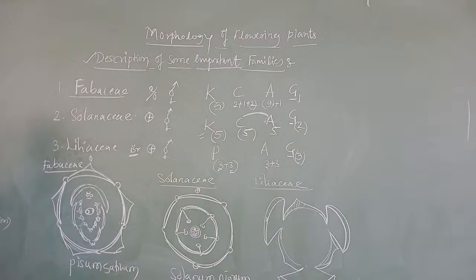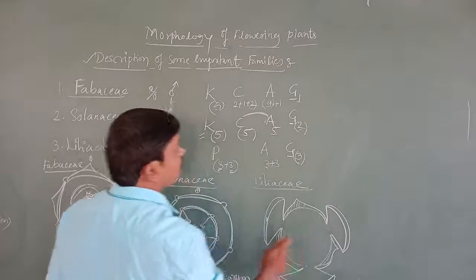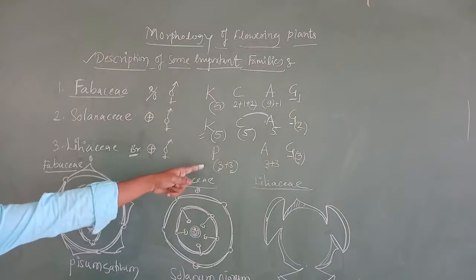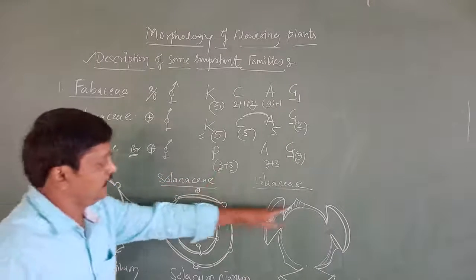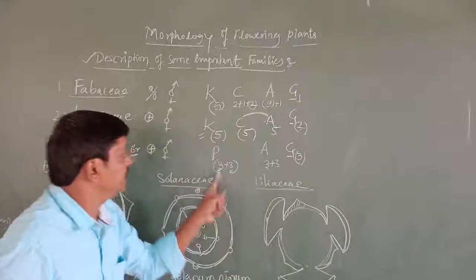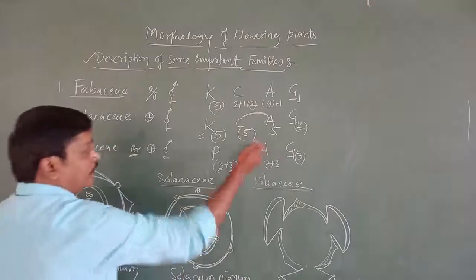Now, stamens. How many are there? 3 plus 3. 1, 2, 3, 1, 2, 3. 3 plus 3. That is the perianth. Androecium.